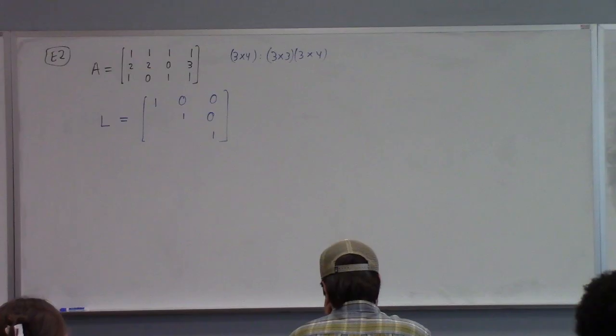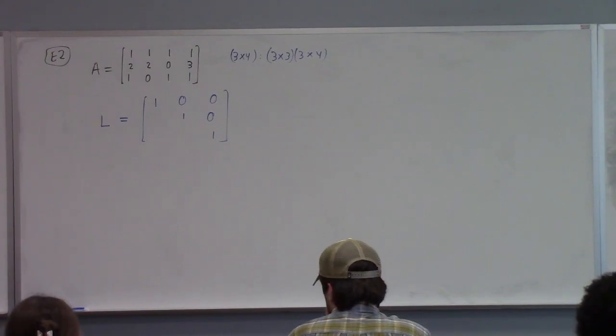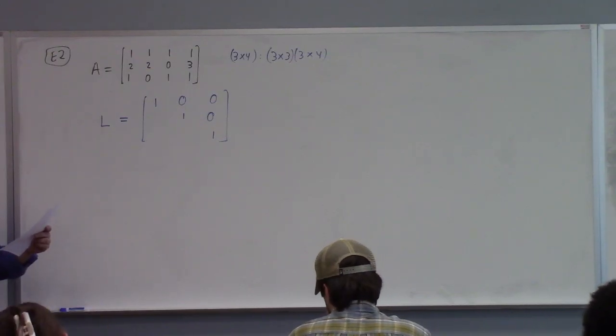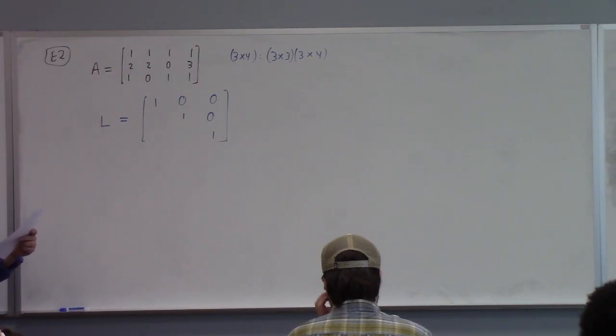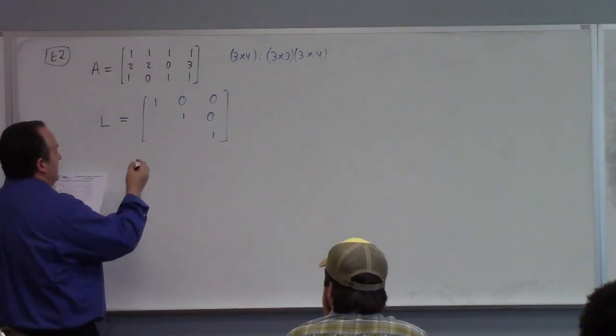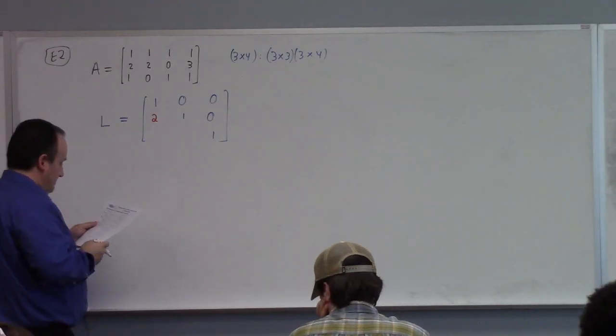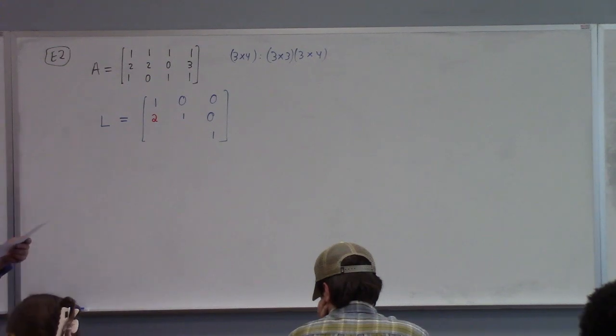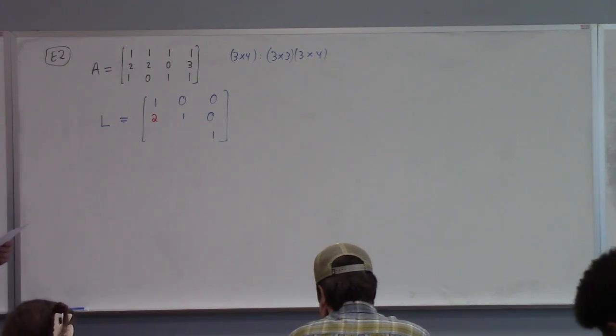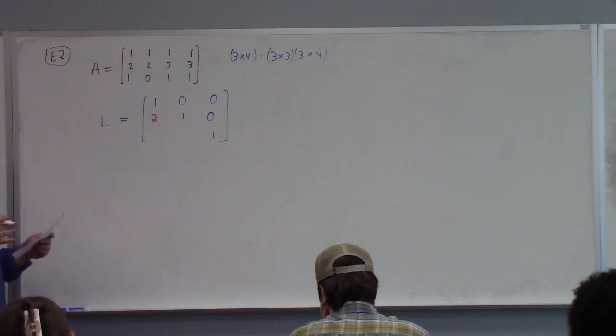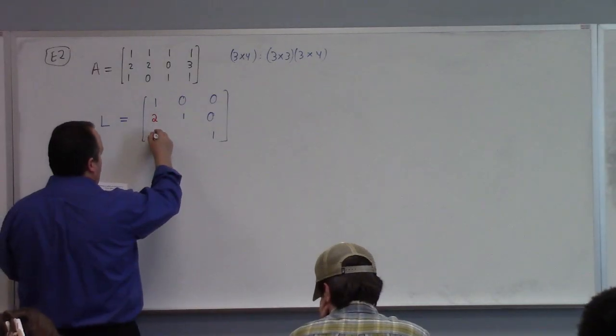Let's get nuts. What do we got here? What's the first move? Minus twice the first row to the second row, right? So I believe that means we should put a 2 here, right? And then we add minus 1 times the first row to the third row. If I understand correctly, that should put a 1 here.